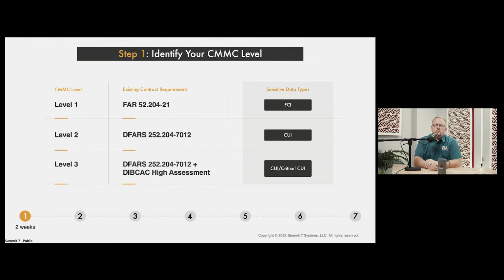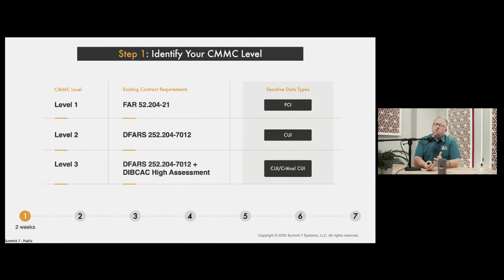And very last is CMMC level 3. This also deals with CUI and also a type called critical CUI. This is DFAR 7012 again, but also, according to Stacy, we now know that if you've gone through a current DIBCAC assessment, you're very likely going to meet CMMC level 3. And that applies to NIST 800-172 controls that we'll probably talk about a little bit later.